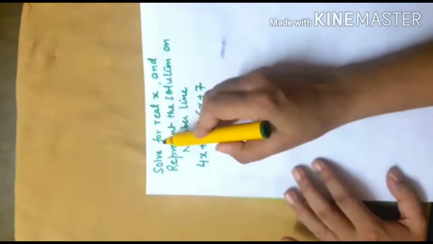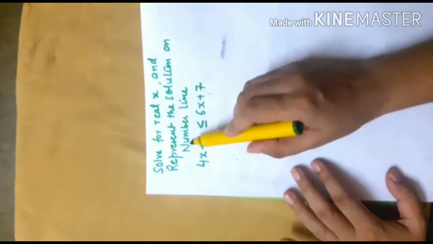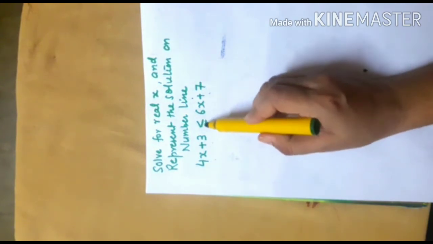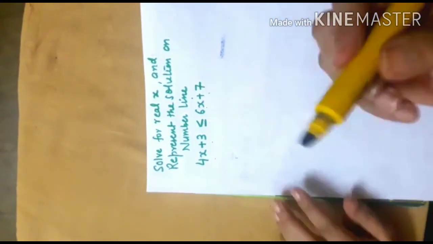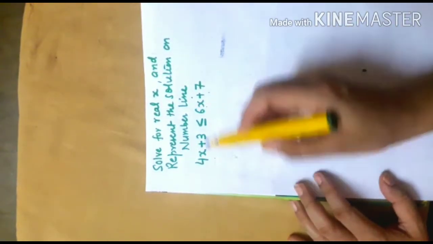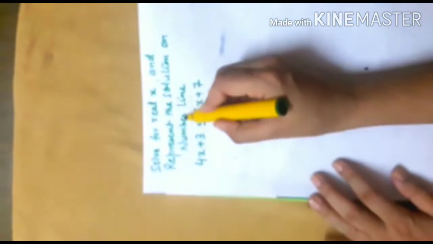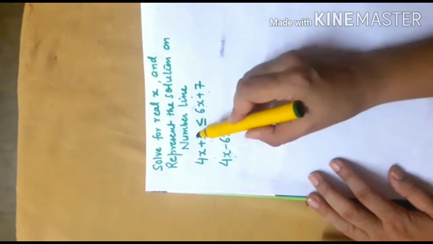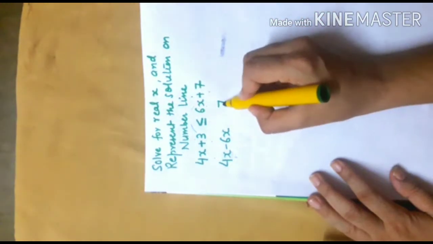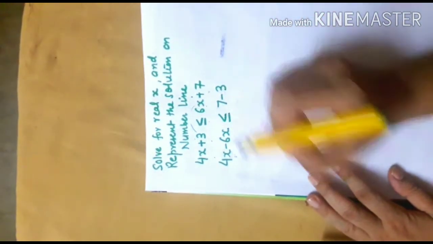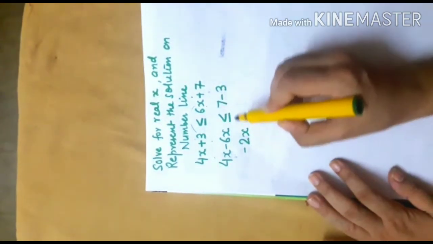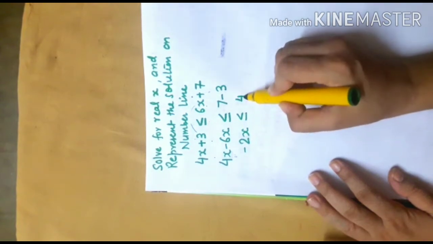Now let's take another question. Solve for real x and represent the solution set on the number line. The inequality is 4x plus 3 less than or equal to 6x plus 7. Right? Yes. Shift all the terms containing the variable to the left hand side. So I transpose 6x to this side. So I'll get 4x minus 6x, and I'll shift this 3 to the right hand side, 7 minus 3, and the sign of inequality will not change, right? Here I'll get minus 2x less than or equal to 4.